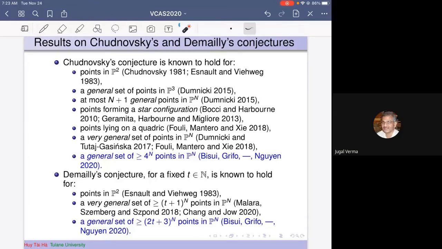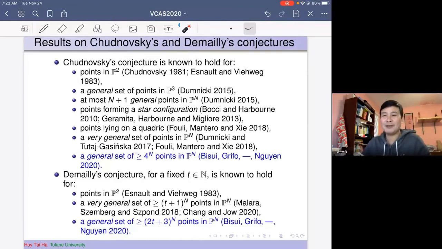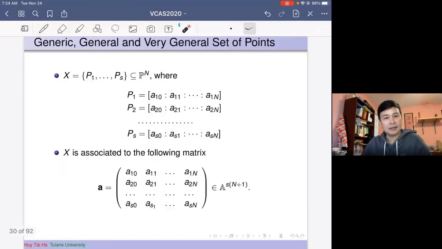What is the meaning of very general set of points? That's a great question, and exactly what I'm going to get at. So here you see the statement with general, very general. So what exactly does it mean?